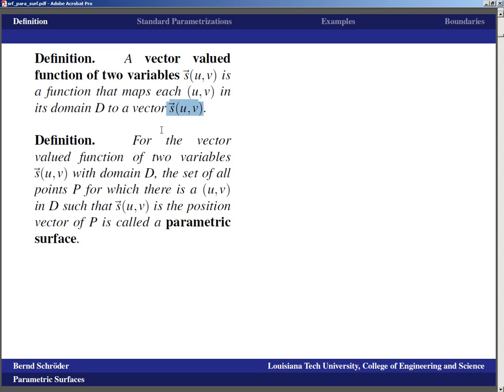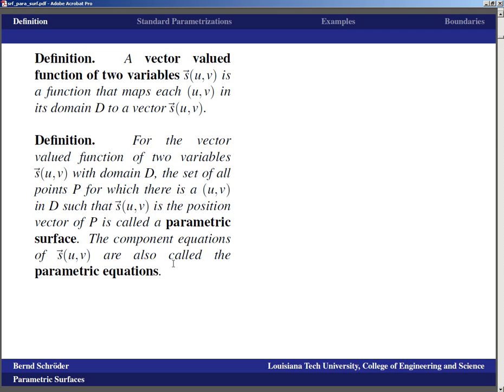And for vector-valued functions of one variable, we had a one-dimensional domain, we got a one-dimensional image, we got a curve. With a two-dimensional domain, where we've got two directions, u and v, we get a two-dimensional object in three-dimensional space, and that's a surface. And the component equations of those things are also called the parametric equations. I'm already into the visualizations here.